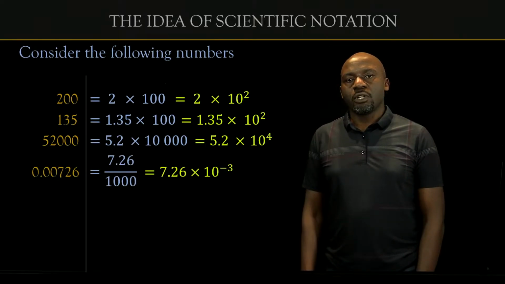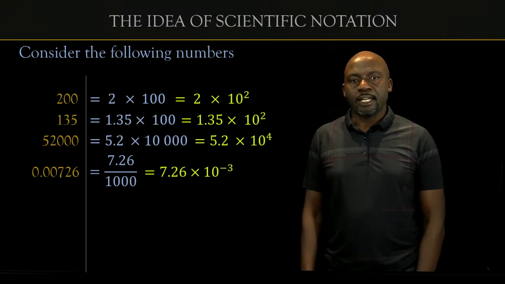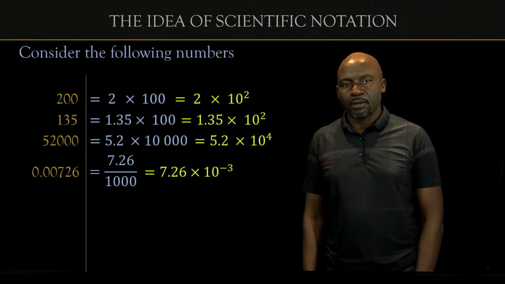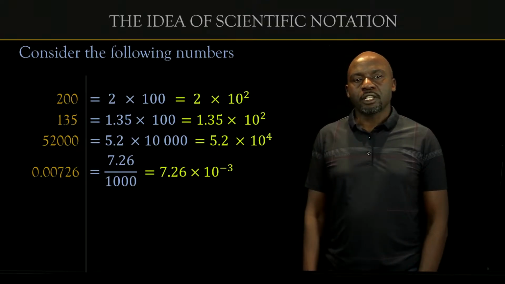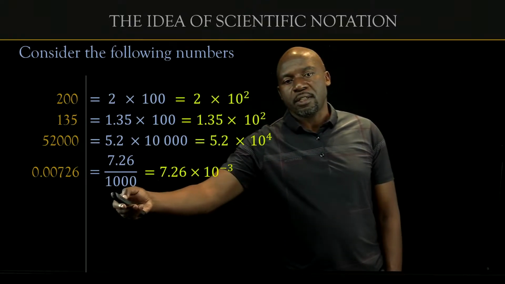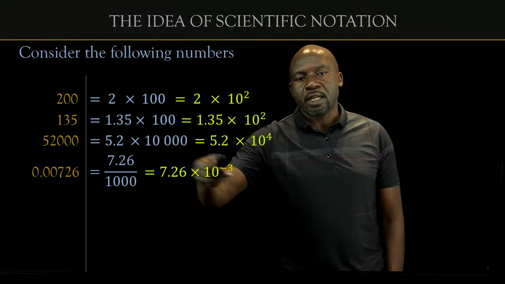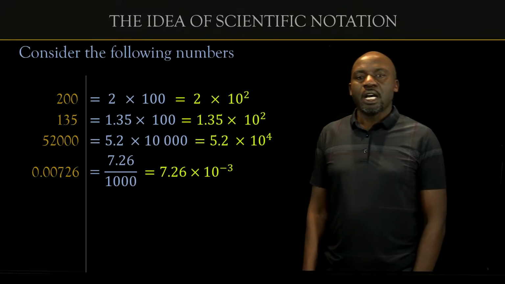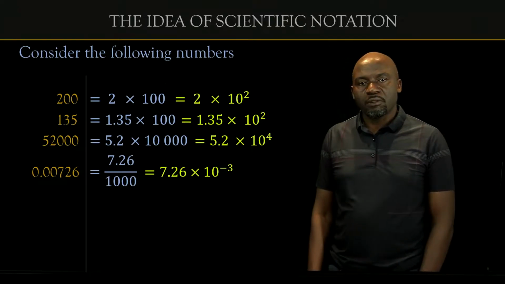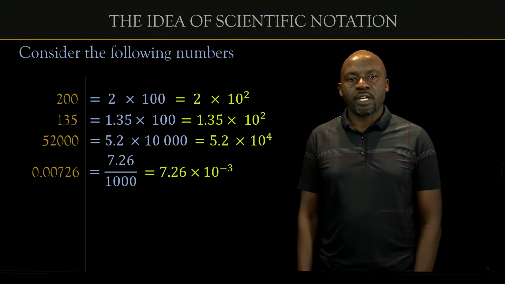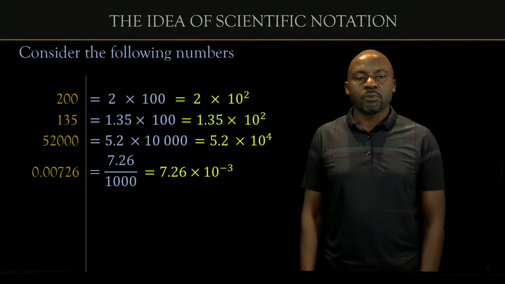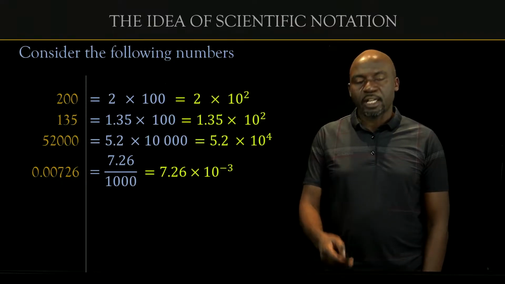Look at that. So 0.00726 is 7.26 divided by 1,000, which in turn can be expressed as 10 power 3, but if we take it up, it becomes 10 power negative 3. And therefore, 0.00726 can be expressed as 7.26 multiplied by 10 to the power of negative 3.